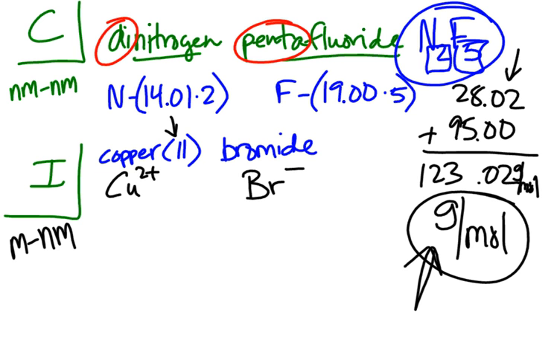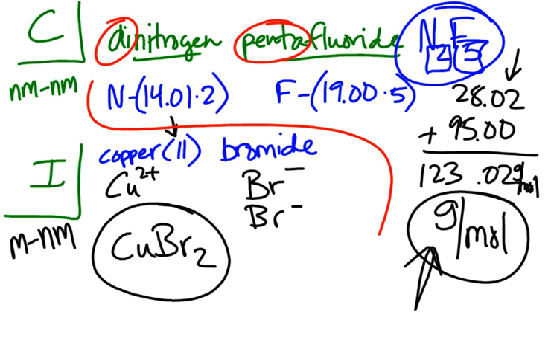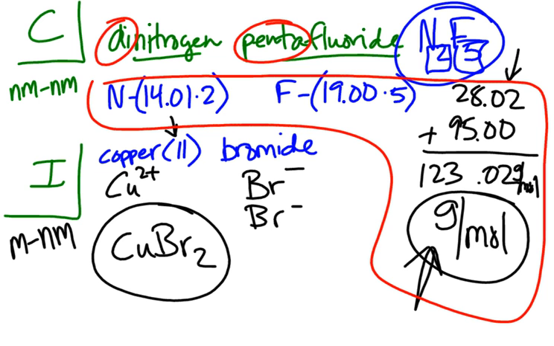All right? Well, if I want to make a neutral compound out of this, I'm going to need an additional bromine or bromide to equal everything out. So my formula is copper 2 bromide. So I will use this formula and follow the same procedure that I did right here to get the molar mass of copper 2 bromide. Okay? Hope that helps. If you guys have any questions, ask me in class or send me an email.